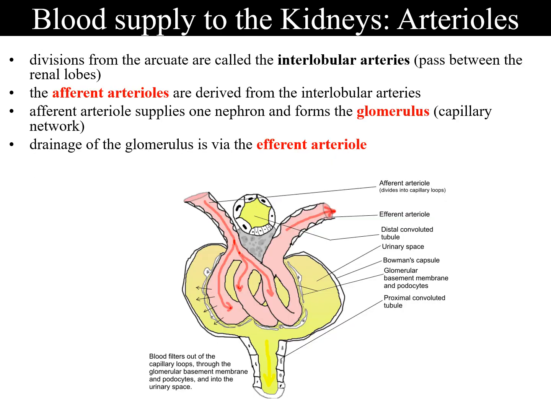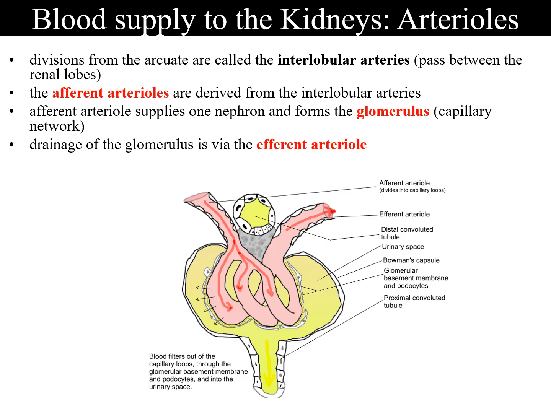Small blood vessels, small arteries, will branch off of the arcuate artery and run into the cortex of the kidney. These arteries are known as interlobular arteries. So the interlobar arteries run through the renal column. The interlobular arteries branch off of the arcuate.